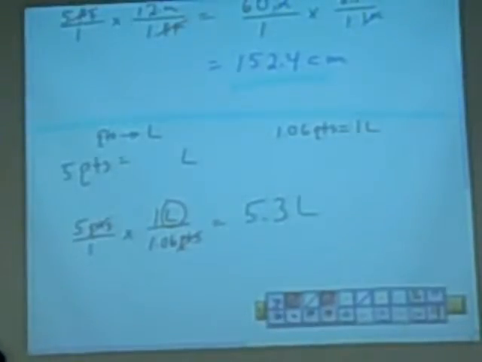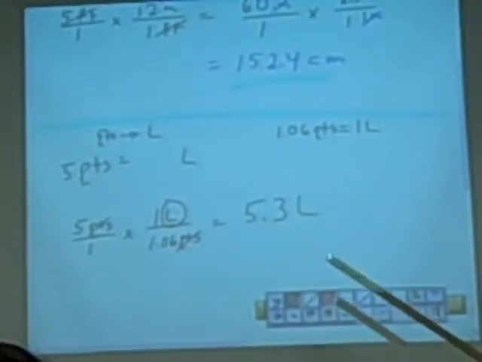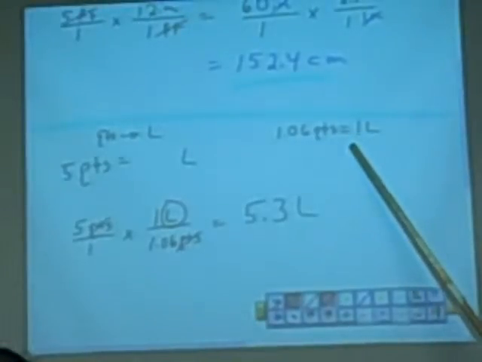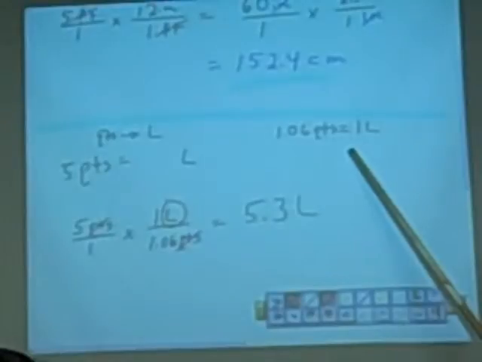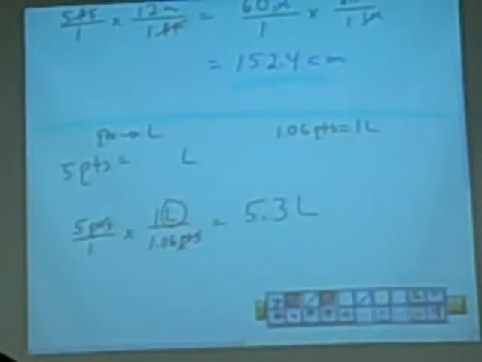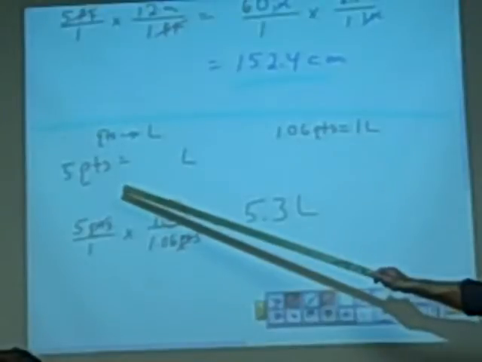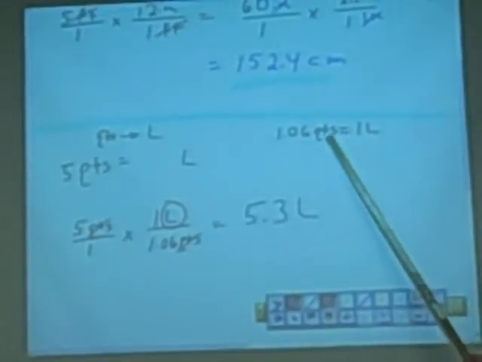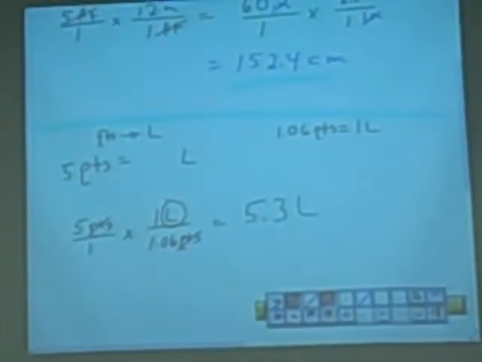So we didn't have to go quarts to gallons? Right. You didn't have to go quarts to gallons because of the 1.06. You have a direct conversion from quarts to liters. Now, if we wanted to go from gallons to liters, then you would have to go from gallons to quarts, and then quarts to liters, because our conversion is from quarts to liters. Okay? Any other questions with that?